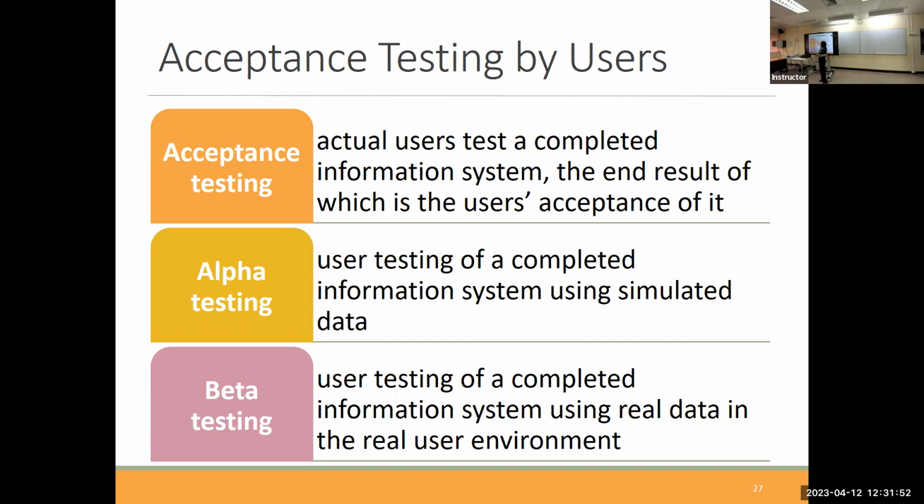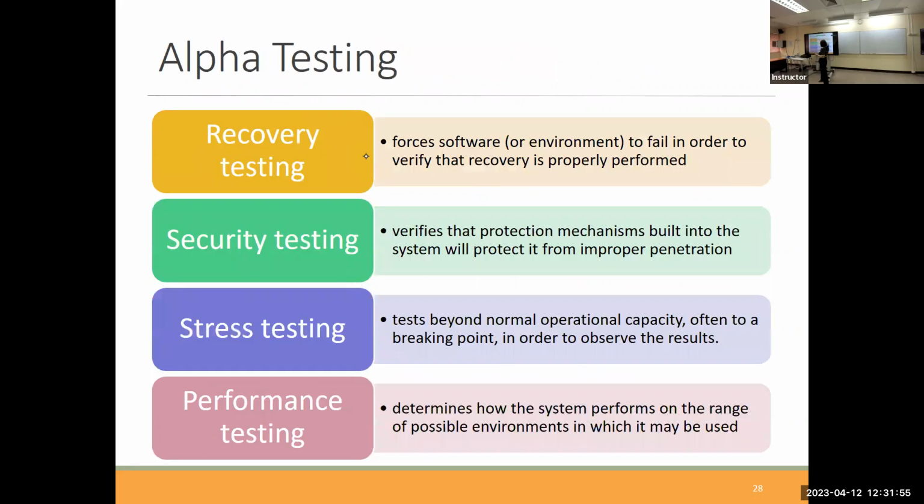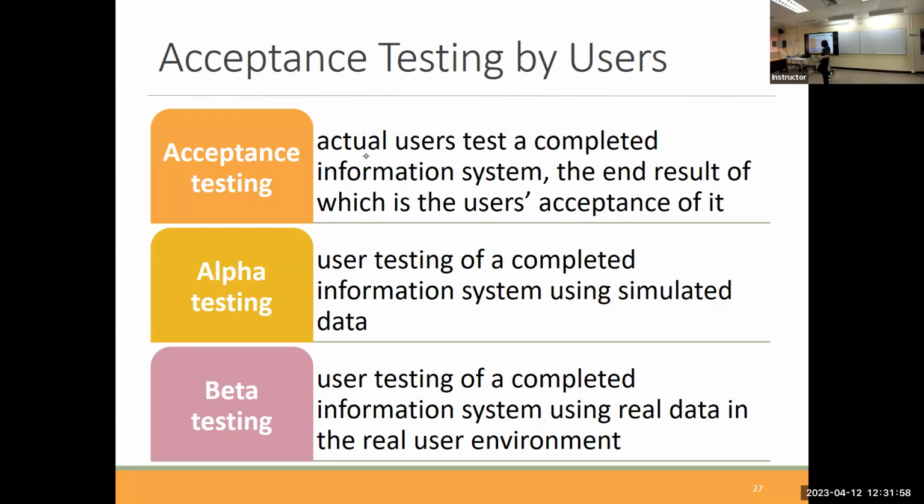So we want to have real actual users try to use the system, and see whether he or she, or the groups of users, sorry, would accept it or not. Two types of acceptance testing that you might have heard: alpha testing and beta testing. For alpha testing, it is the real complete system, but the data is simulated. Mock data, simulated data. For beta testing, it means real data in a real user environment.